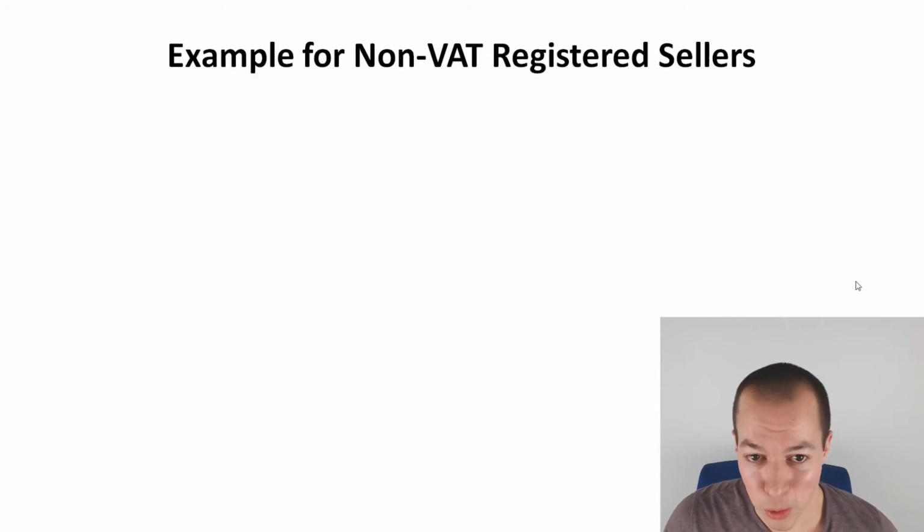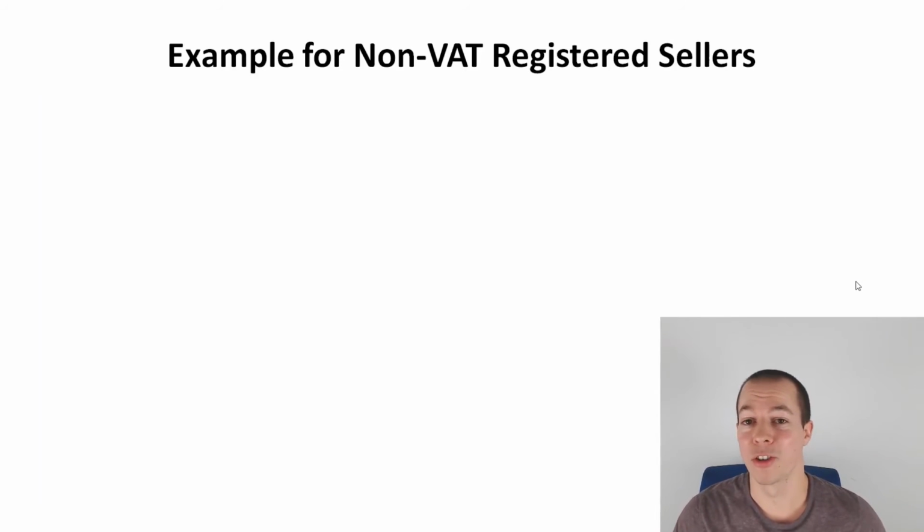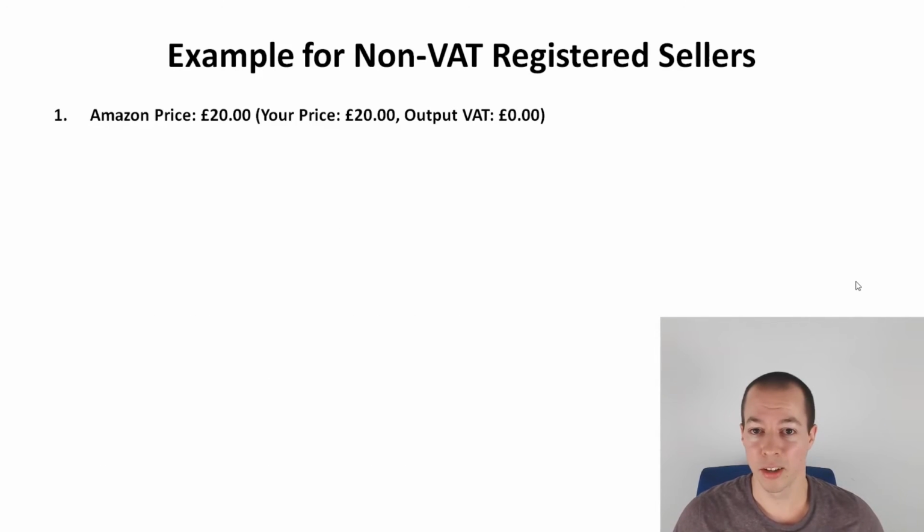Okay, so examples for non-VAT registered sellers. I'm going to show you a breakdown of how a cost would work and the profit margins and how it would all be calculated. So this is going to apply to the majority of people watching this video that aren't currently VAT registered. So imagine you are selling a product on Amazon at £20. You're charging £20 on Amazon and the output VAT on that is 0 because you've got no output VAT to pay because you're not VAT registered.